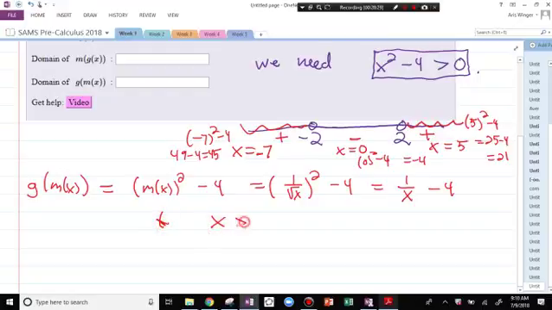X has to be greater than 0? Is that right? Can't it be less than 0? Can it be less than 0? It just can't equal 0. Wait, so x not equal to 0? Yeah. What's the domain? 0. So you're saying this? Yeah. Okay, this is good. This is being technical. Okay.